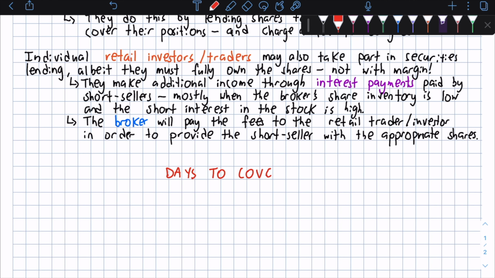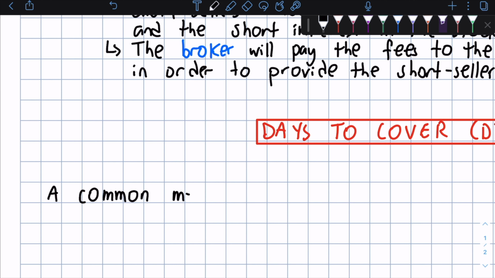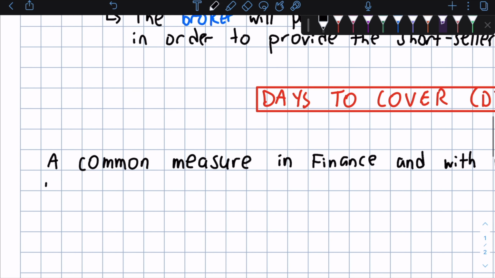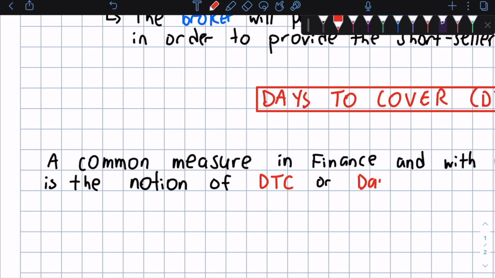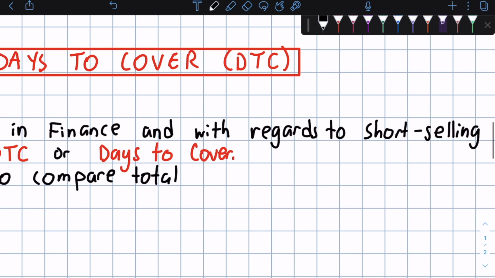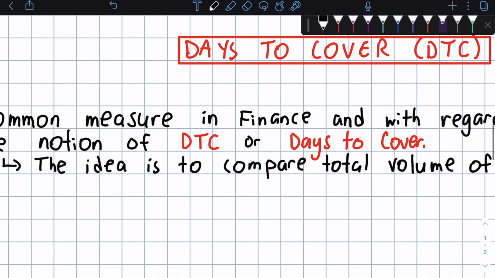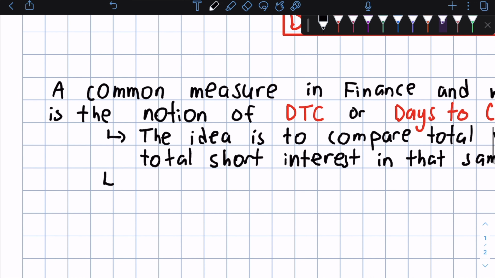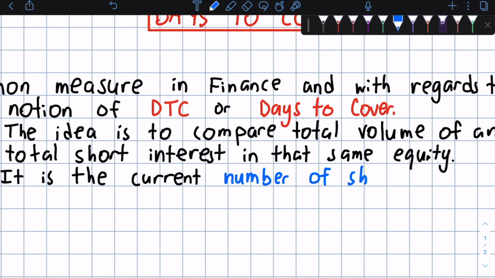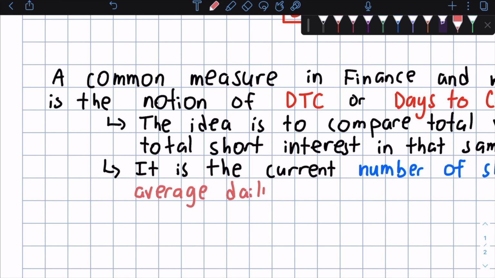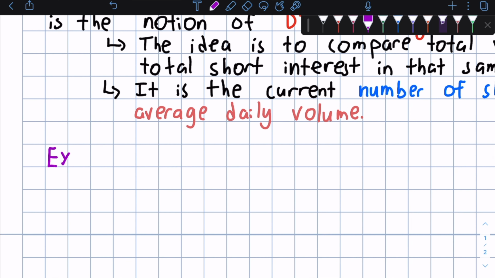So now we'll turn our focus to some terms that are related to short selling. The first of these is days to cover, or DTC. A common measure in finance, and with regards to short selling more importantly, is the notion of DTC, or days to cover. And you hear this quite often when people talk about short selling. The idea of this measure is to compare the total volume of an equity, which is the amount of shares traded in a day, to the total short interest in that same equity, and this is the amount of shares that are short. It is the current number of short sold shares divided by the average daily volume, and this is what that measure tries to capture.